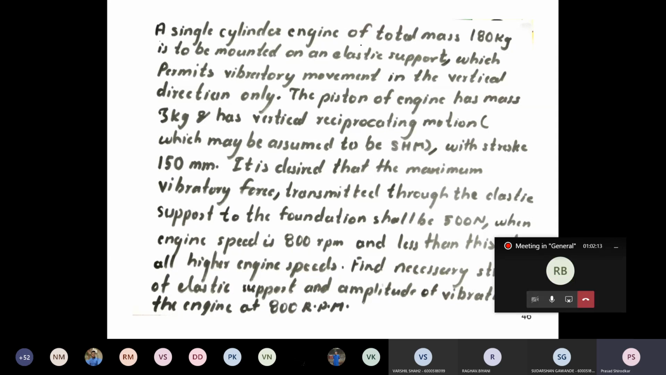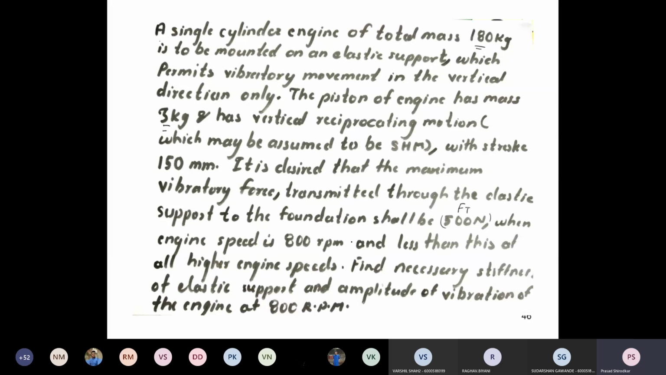A single cylinder engine of total mass 180 kgs is to be mounted on an elastic support which permits vibratory movement in the vertical direction only. The piston of the engine has a mass of 3 kgs and has a vertical reciprocating motion which may be assumed to be SHM, simple harmonic motion, with stroke of 150 mm. It is desired that the maximum transmitted force through the elastic support to the foundation shall be 500 newtons. So the force transmitted cannot be more than 500 newton. It has to be less than or equal to 500 newton.